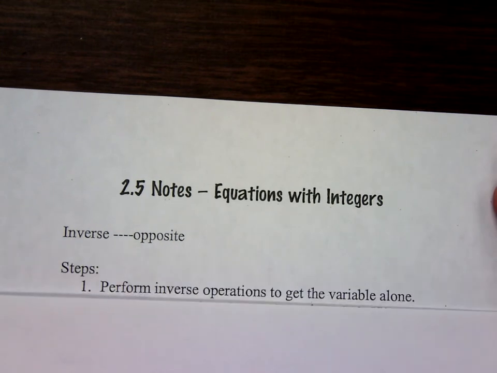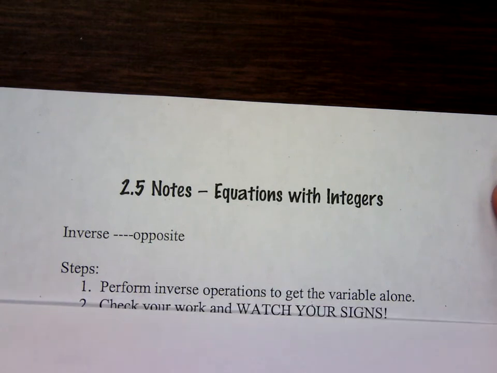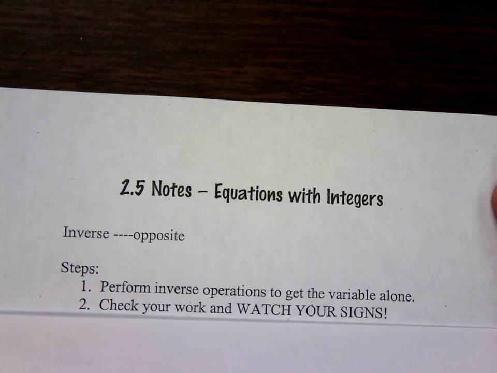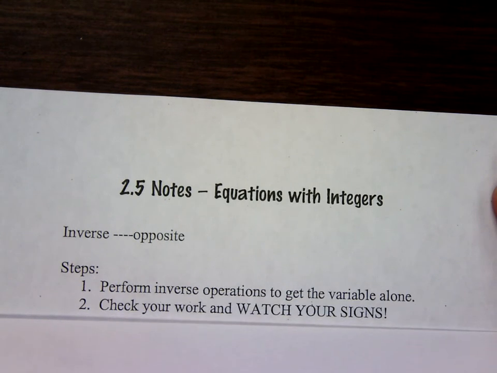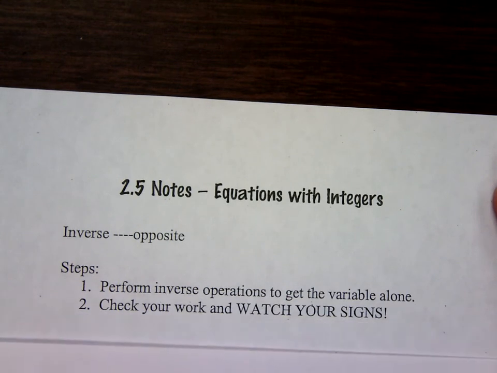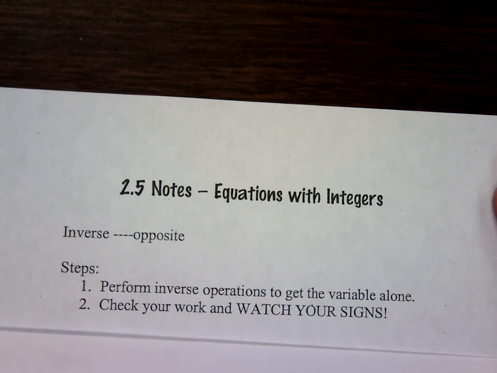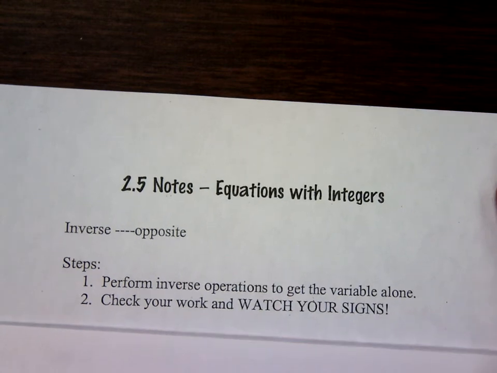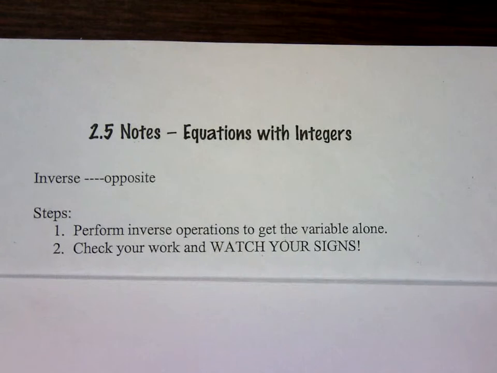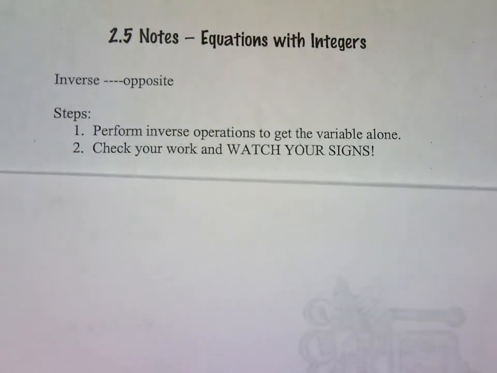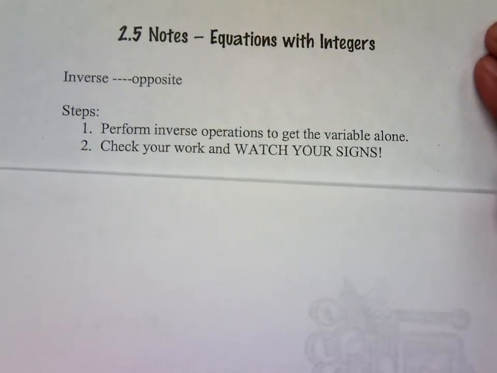So here's your steps. Step 1: perform inverse operation to get the variable alone. Step 2 is to check your work and watch your signs. And that's it. So we have done things like this, but now you're going to be working with positive and negative integers. So that's what we're saying, to watch out for your positive and negative numbers.